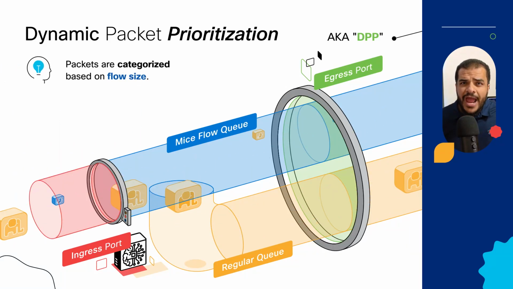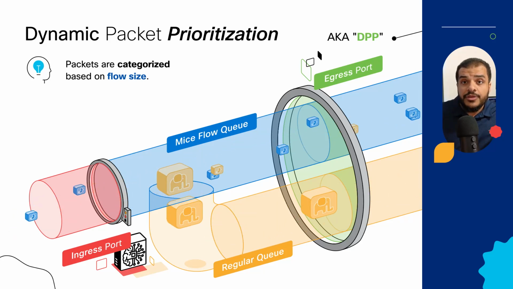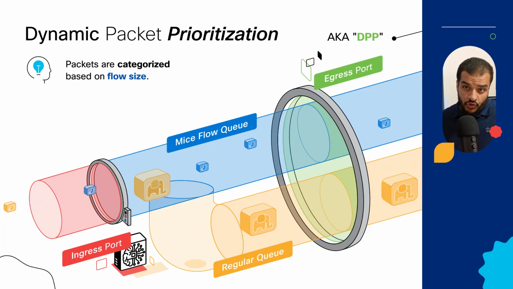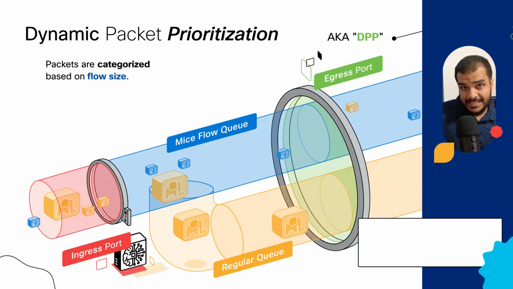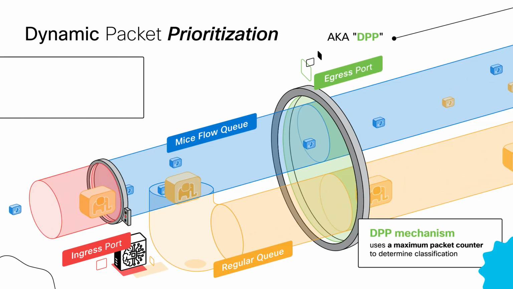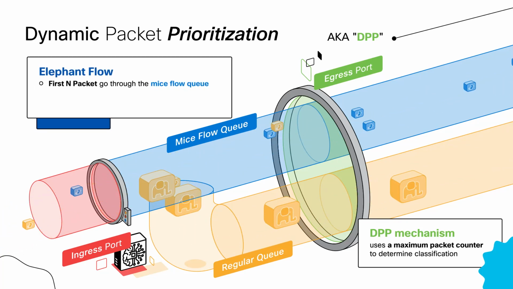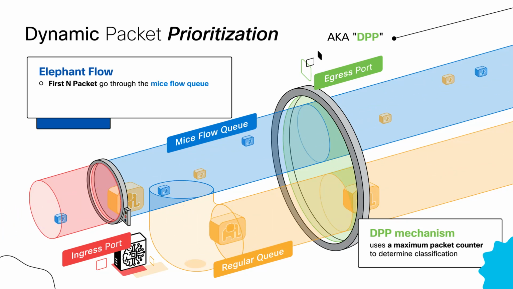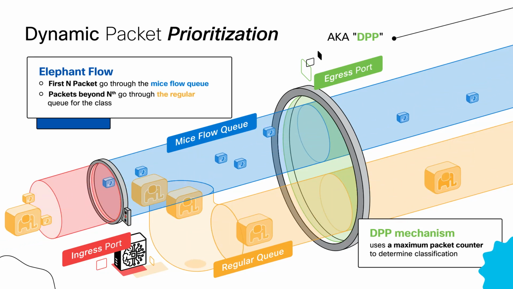So packets are actually categorized based on flow size into either the mice quality of service group or the original quality of service group of the traffic class. The DPP mechanism uses a maximum packet counter to determine classification. If it's set to n, for example, the first n packets of a flow are assigned to the mice QoS group, while packets from n+1 onwards fall into the original QoS group.